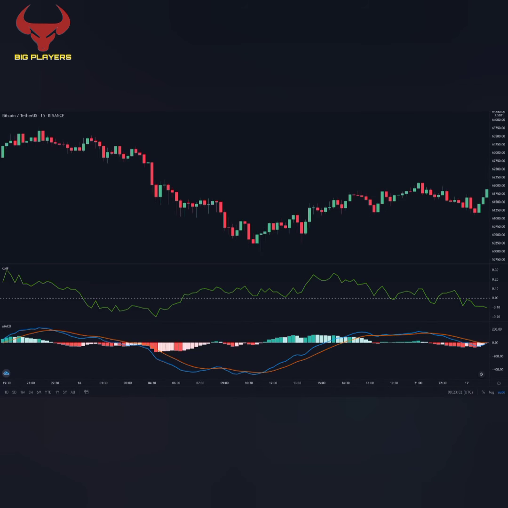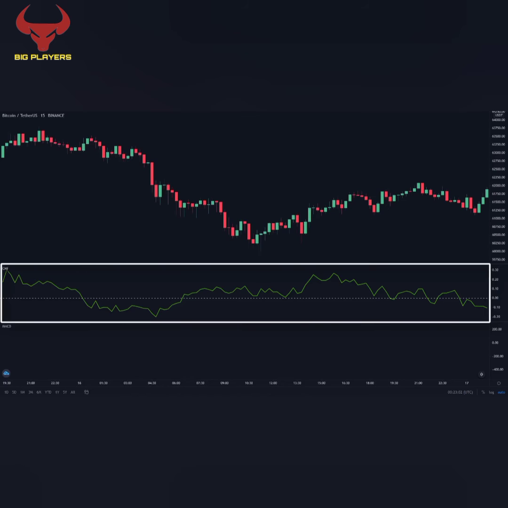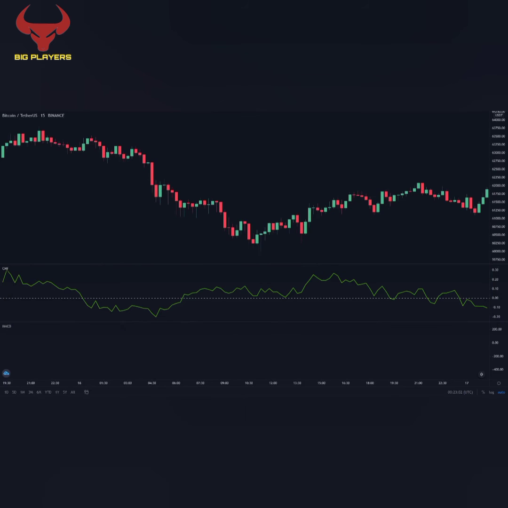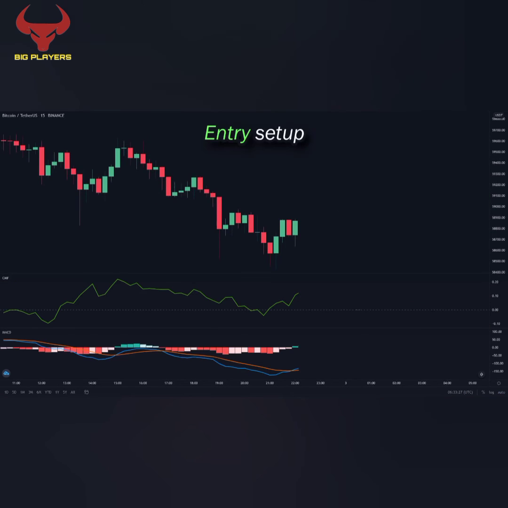So the first step is we want to use the Chaikin Money Flow as a filter. If the money flow is above the middle line, we only take long positions. And if the money flow is below the middle line, we only take short positions. The next step is finding our entry setup.